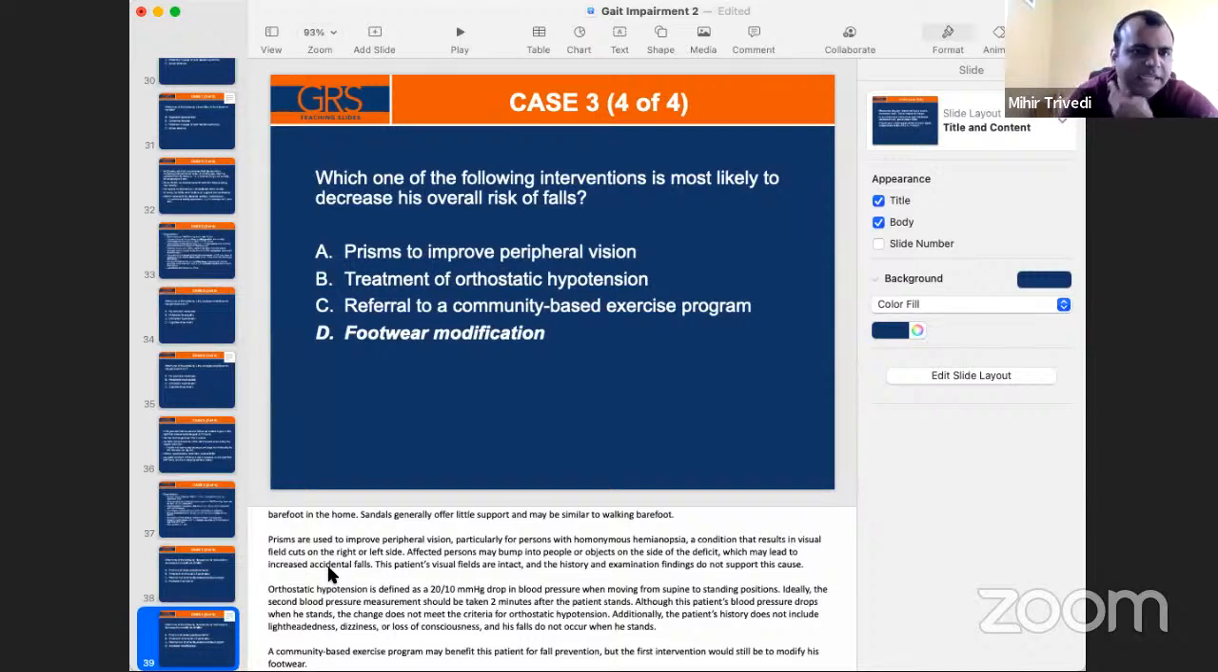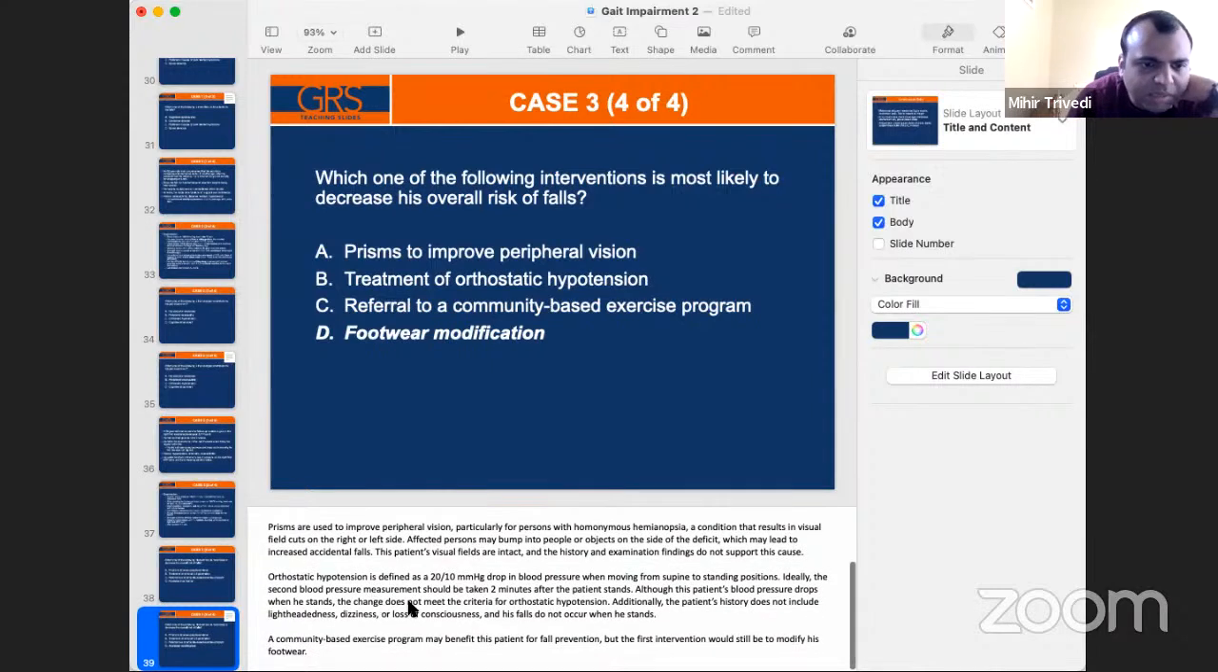Let's see C, a lot of people answered C. Orthostatic hypotension is defined as a 20/10 mmHg drop in blood pressure when moving from supine to standing position. Ideally, the second blood pressure measurement should be taken 2 minutes after the patient stands. Although this patient's blood pressure drops when he stands, the change does not meet the criteria for orthostatic hypotension.